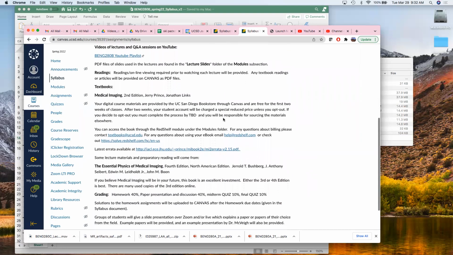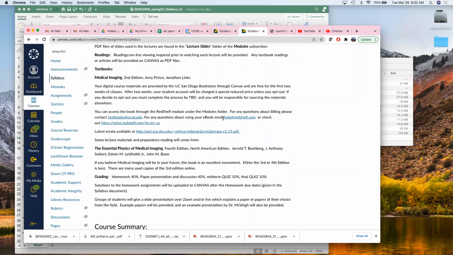The two textbooks that most of the material is taken from for these lectures are Prince and Links, which we used in 280A. How many people took 280A? Can I see a show of hands? About 30. Okay. Prince and Links is a basic textbook on medical imaging. When I say basic, it approaches it from an EE standpoint, or from a signal processing standpoint.